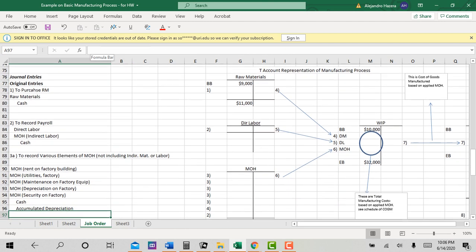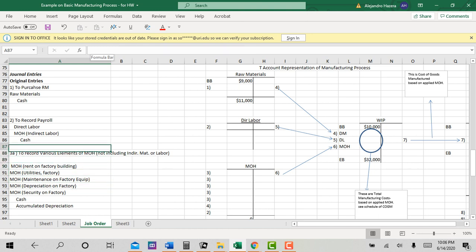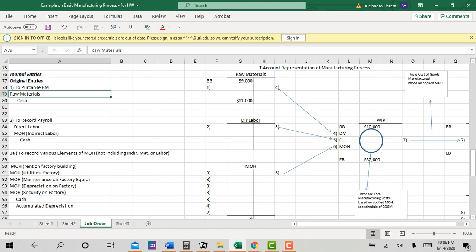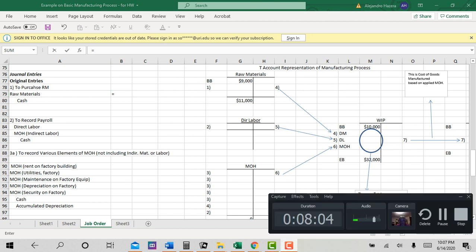Now what we're going to do is what I call original entries, and there are 3 original entries. Let's back up, make sure the mic's working. Each of these original entries, as I call them, are the entries you make in order to pay your vendors, your raw materials vendors, your labor, and all your manufacturing overhead vendors. So the first entry, we'll call it entry 1, is your purchases of raw materials.